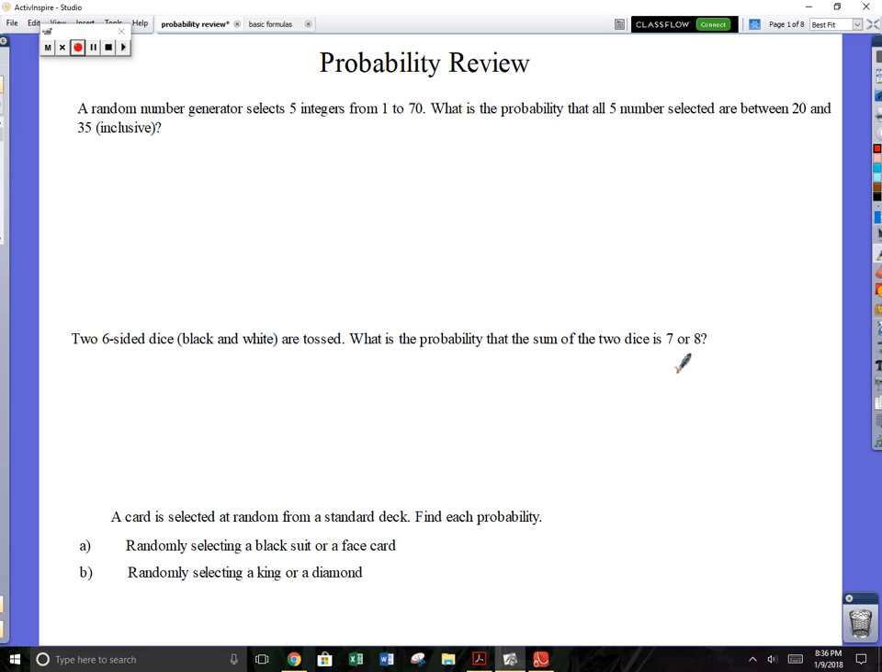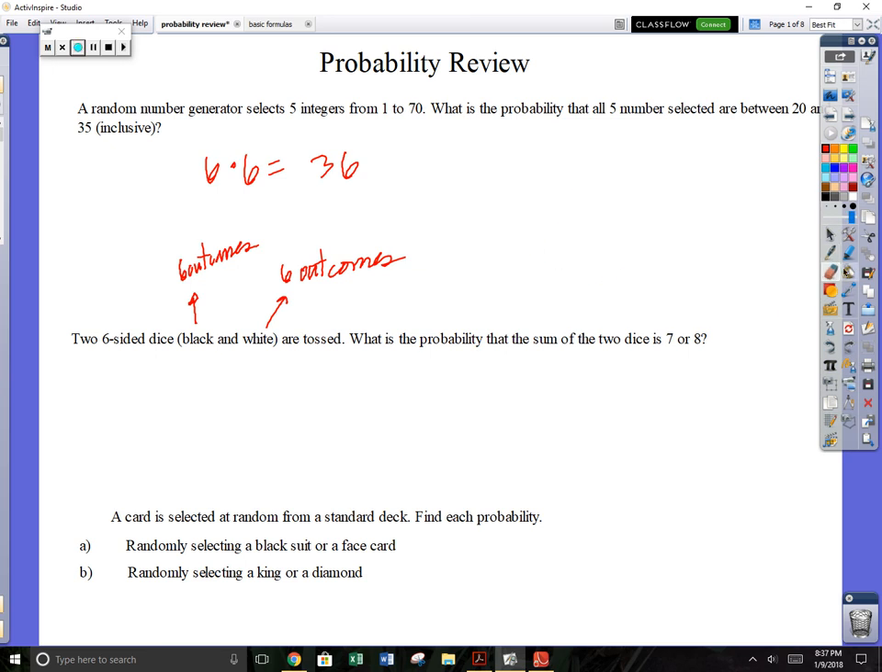Okay, so if you have a dice 1, the black one, has 6 different outcomes. And so does the white one. The white one also has 6 different outcomes. So if I'm throwing them together, I take all of the outcomes of the black, all of the outcomes of the white, and I multiply them together. That will create a total of 36 different outcomes. So there's 36 ways I can arrange these dice.